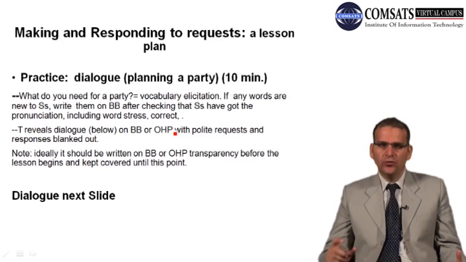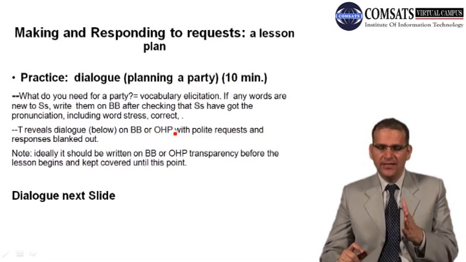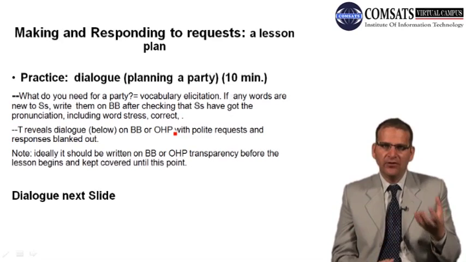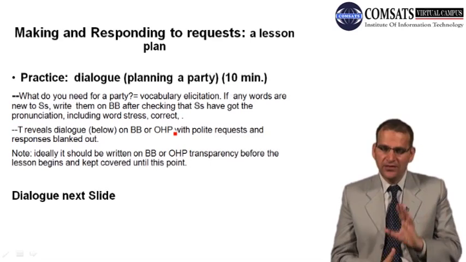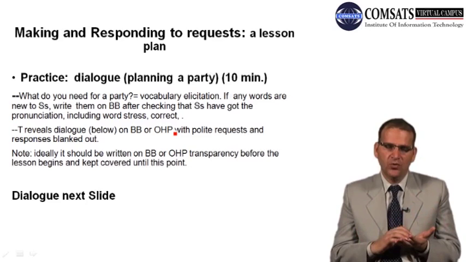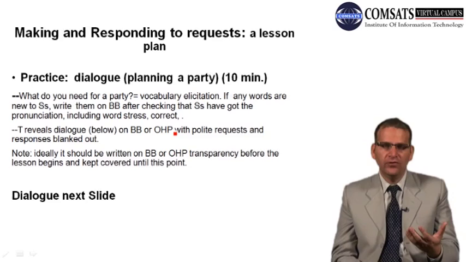So here is practice. How is practice done? There is a dialogue, right? So what do you need for a party? Vocabulary elicitation. If any words are new to students, write them on the board, in fact. After that, check the students have got the pronunciation, including word stress, correct. Is that clear? This is very important. For example, planning a party, of course, and which vocabulary items you need: where to go, how much the contribution is required, fine. And then, of course, you plan the place, the venue for the party, and all that.